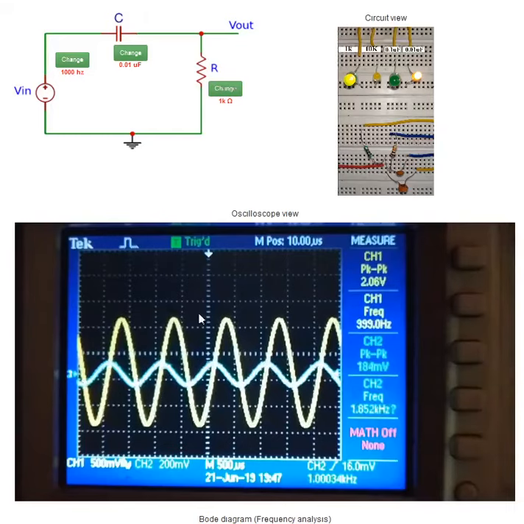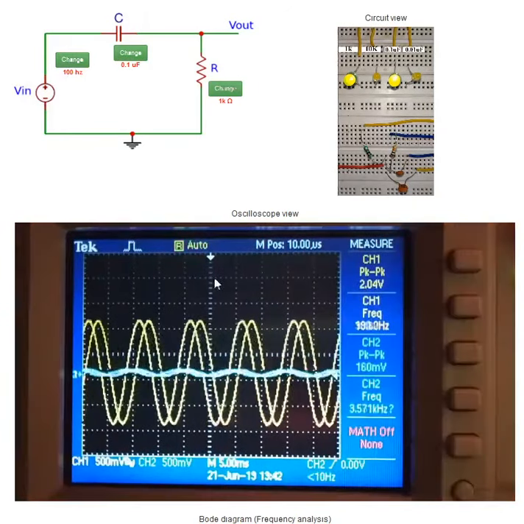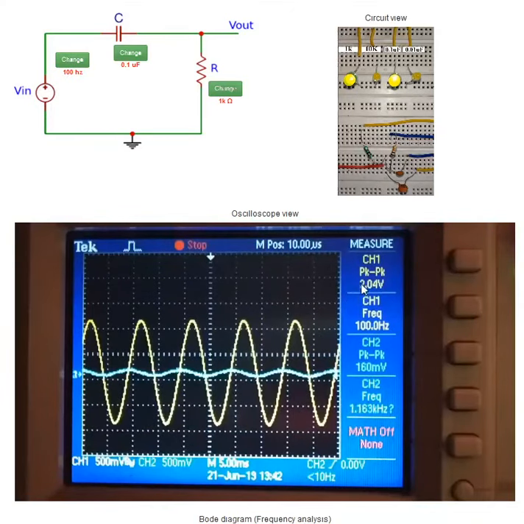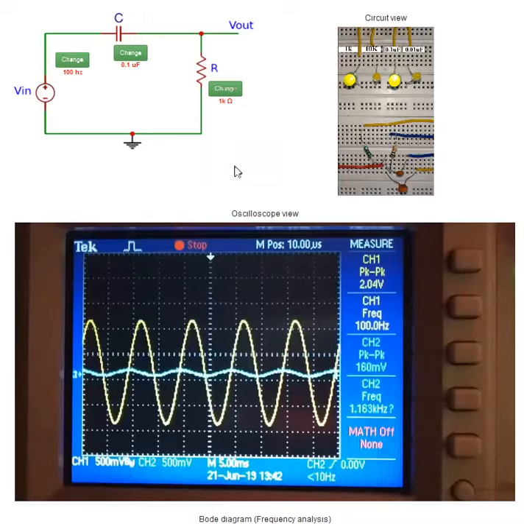Let's see the impact of signal frequency on the high-pass filter response by keeping the value of the resistor and capacitor constant at 1 kΩ and 0.1 microfarad respectively. Input sine wave of 2 volt peak-to-peak amplitude. The cutoff frequency of the high-pass filter is 1.59 kHz.